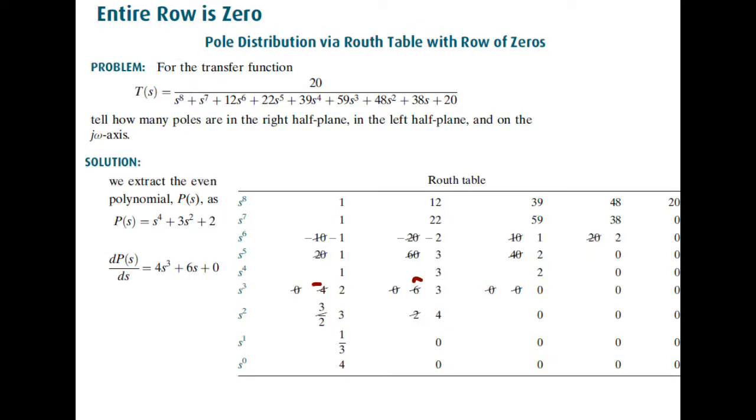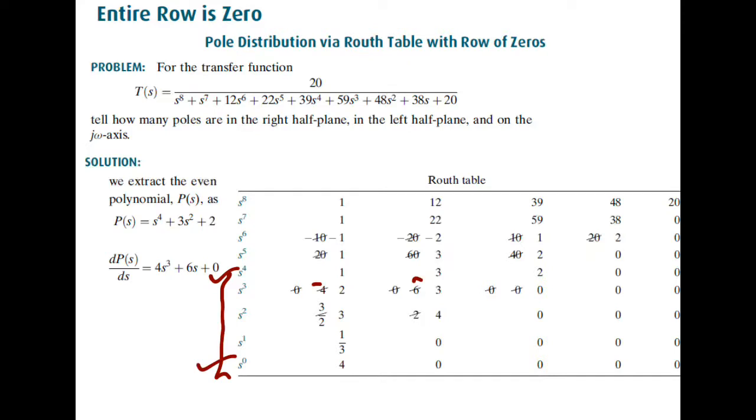Since all the entries from the even polynomial at the S4 row to the S0 row are the test of the even polynomial, we begin to draw some conclusions about the roots of the even polynomial. That is, no sign change exists from this S4 to S0. There are no sign changes there.